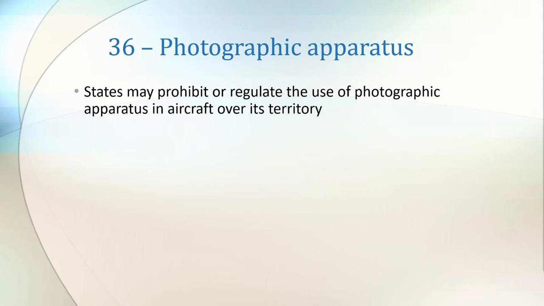ICAO member states may prohibit or regulate the use of photographic apparatus in aircraft over its territory. This ensures that states are able to prevent other states from using civil aircraft to perform military reconnaissance.